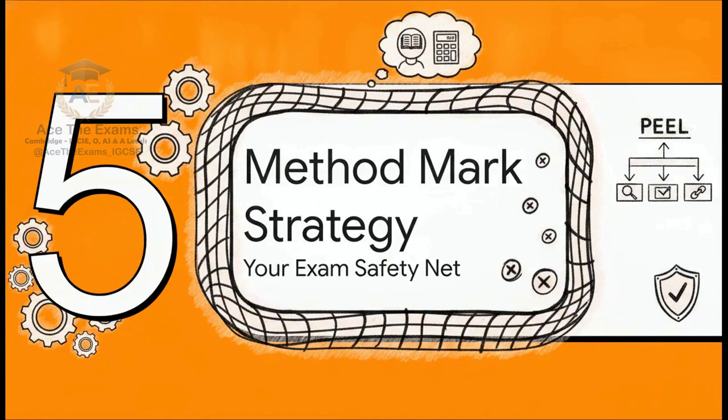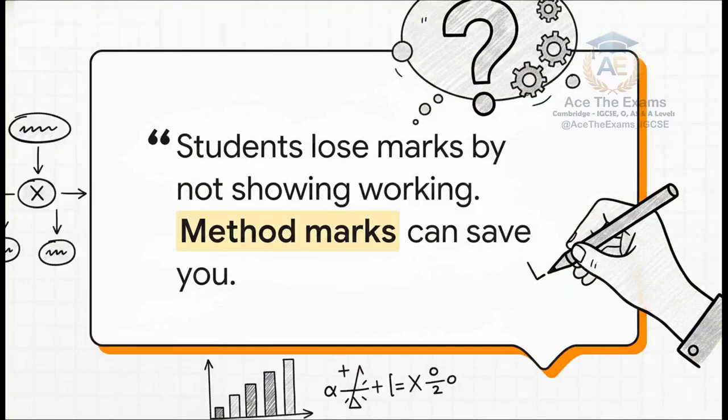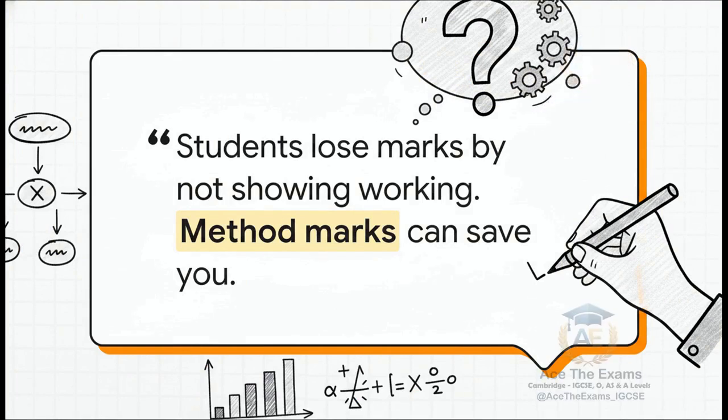Bringing us to Section 5, the method mark strategy. This is it. This is your ultimate exam room safety net, ensuring that even if one conceptual thread snaps, your entire grade doesn't unravel. Cambridge examiners have issued a massive, repeating alert year after year. Students lose vital marks by simply not showing their working. Even if your final calculated answer is completely wrong, method marks can and will save your grade. This is an emphatic warning direct from the people grading your papers.